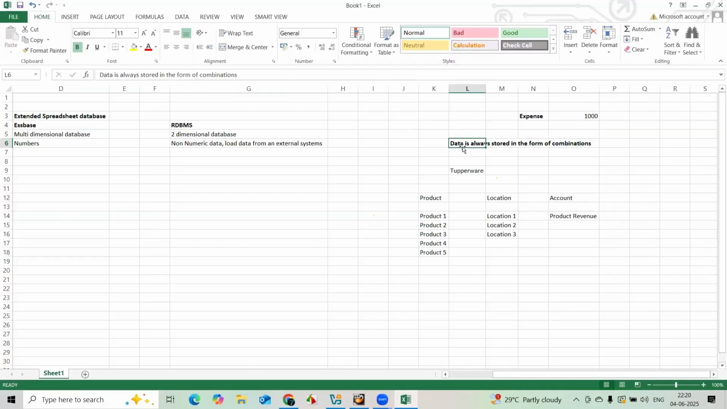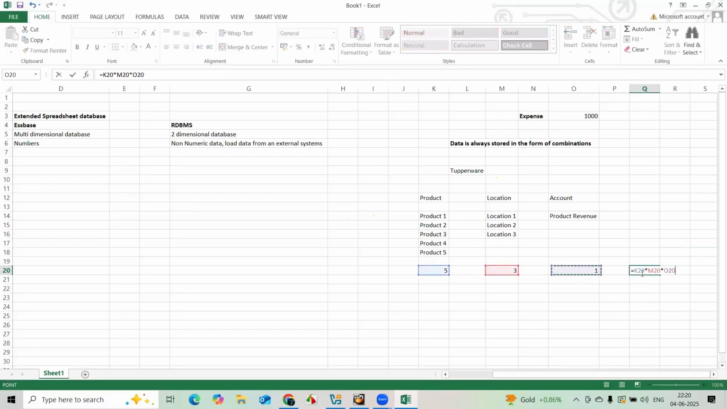Okay, this is especially for the people who are new to this EPM domain. So, how is the data stored in the form of combinations? How many products does Tupperware have? Five. How many locations does it have? Three locations. And how many accounts does it have? One. So if I ask what is the possible number of combinations, we will be saying 5 into 3 into 1. So within 15 combinations, the user will be able to track the product revenue.